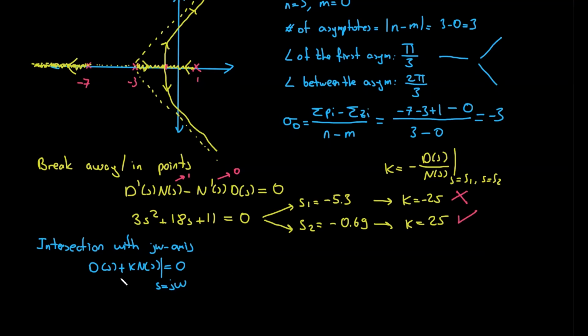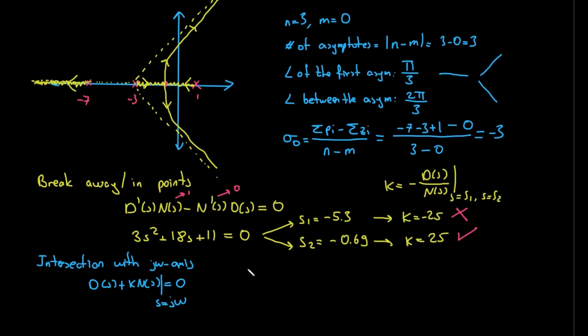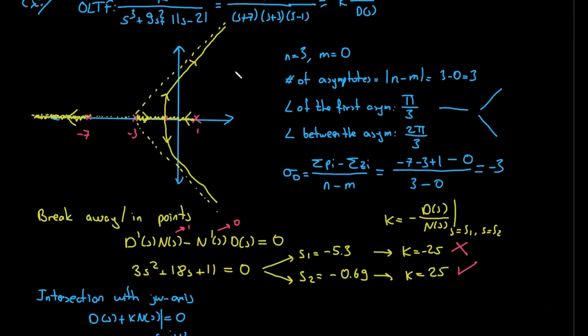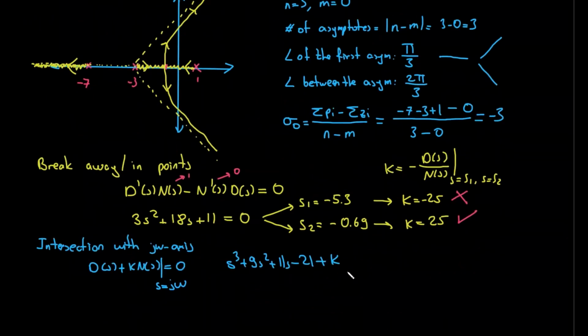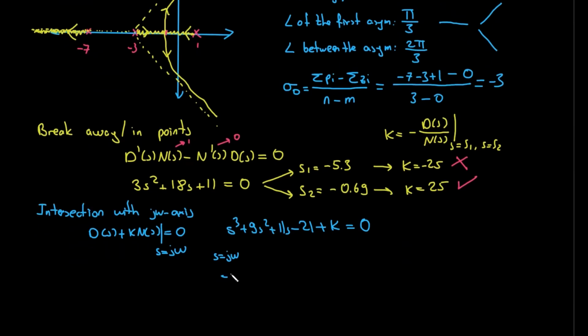Okay, so let's write the denominator of the closed transfer function, d of s plus k times n of s. d of s was this guy over here, so it is equal to s cubed plus 9s squared plus 11s minus 21 plus k times n of s, and n of s was simply equal to 1 itself. So this is the d of s plus k n of s equals 0 equation over here. And I will replace s with j omega there, okay? So let s be equal to j omega. Then I will have minus j omega cubed, minus 9 omega squared, plus 11 j omega, plus k minus 21 equals 0.